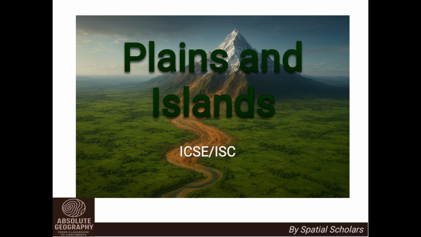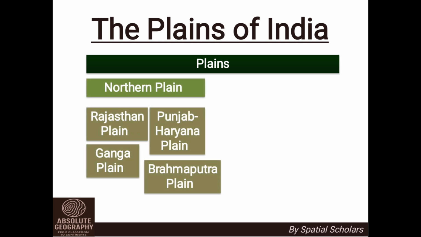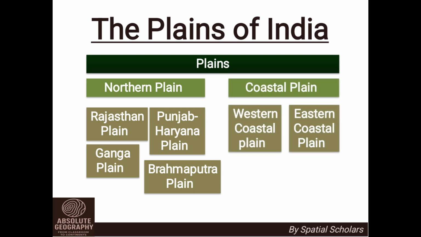In this video, we'll learn about plains and islands of India. The second part in physiography of India, first being the mountains and plateaus which we have done in the previous video. Let's continue our journey. The plains of India are divided into two categories. Northern plains, also known as the Indus, Ganga, Brahmaputra plains, and the coastal plains.